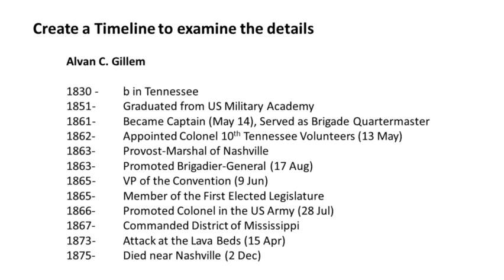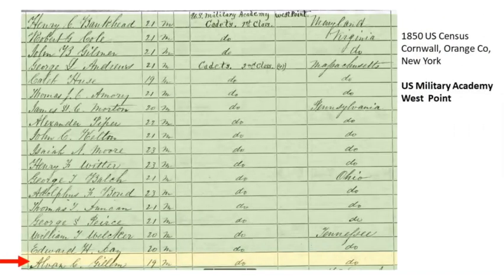I did stick strictly initially with just the information that was found in the biographical sketch, and then I began to add to it. For example, I added the information of 1850. So I looked for him in census records, and that would be a great thing to add into your timeline. And I found this of him in 1850 in Orange County, New York.